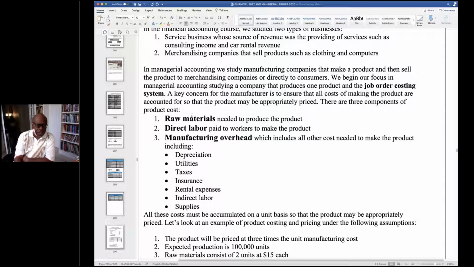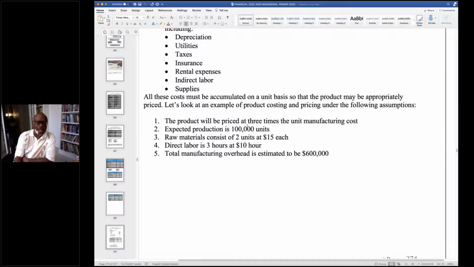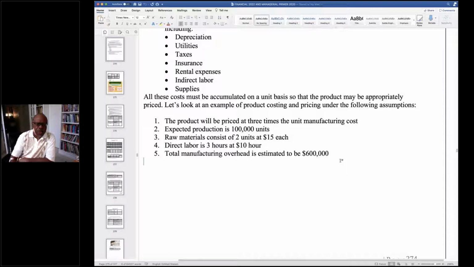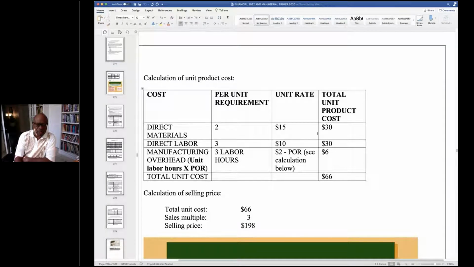And we said that there are three costs: raw materials, labor, and overhead. Raw materials, we know. Direct labor, we know. Manufacturing overhead is everything else. And all of these costs have to be included when we determine a selling price. And we looked at this example where, suppose we were making 100,000 units. The raw materials consisted of 2 units at 15. Direct labor, 3 hours at 10. We can calculate that directly, but then we have the $600,000 in overhead. And the question is, how do we get that to a unit basis for unit cost? So we said that direct materials, 2 at 15, is 30. Labor, 3 hours at 10, is 30.